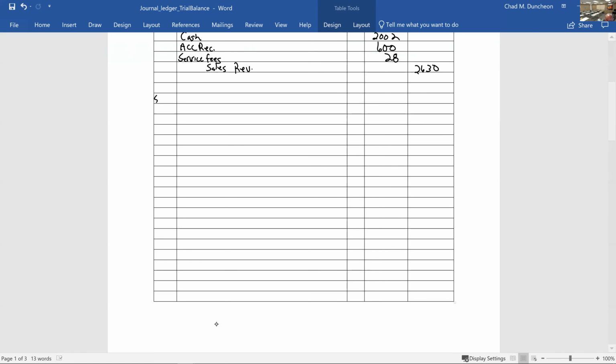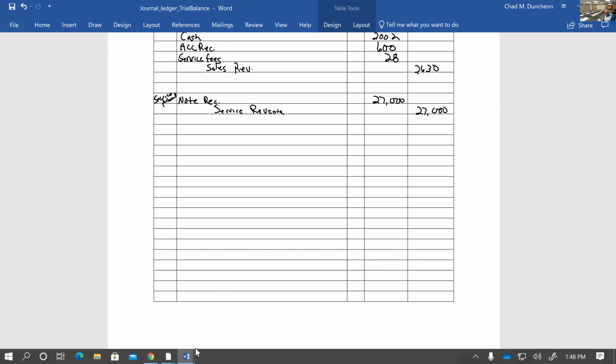So when our service is performed, that's when we get our revenue, service revenue or sales revenue. I signed a note to pay for it this time, original agreement, so we will create a notes receivable instead of an accounts receivable in the amount of the services provided, $27,000. Simple first entry.